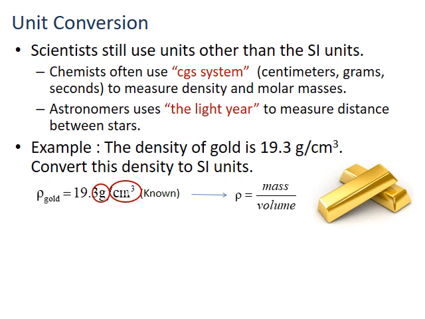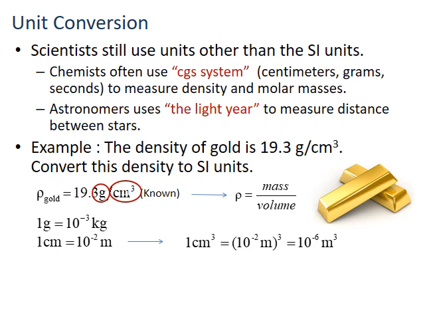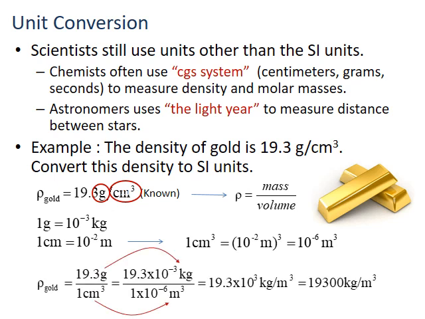So how do we convert the density, for example, to the standard units? First we look at gram. 1 gram is 10 to the negative 3 kilograms. And we know that 1 centimeter is 10 to the negative 2 meters. So each 1 centimeter cube, we have to cube all this, is 10 to the negative 6 meter cube. So what we do is we keep the ratio, and then we remove the gram, and instead of the gram I put the 10 to the negative 3 kilogram.